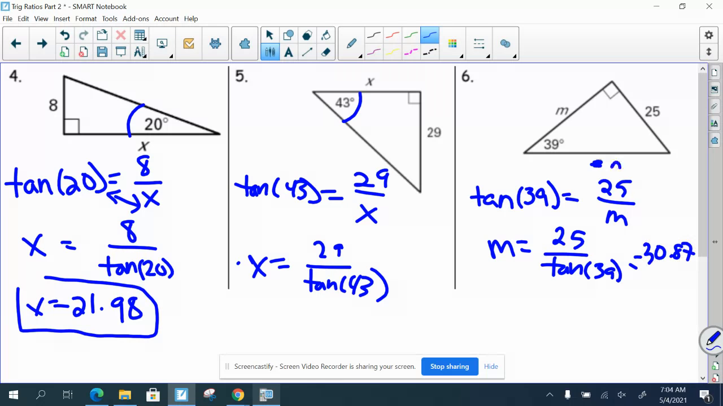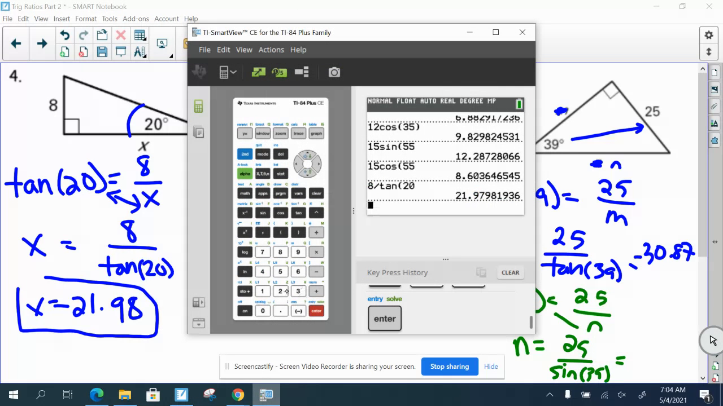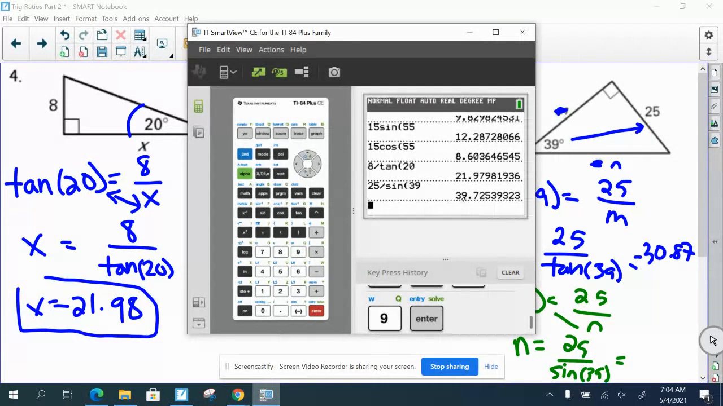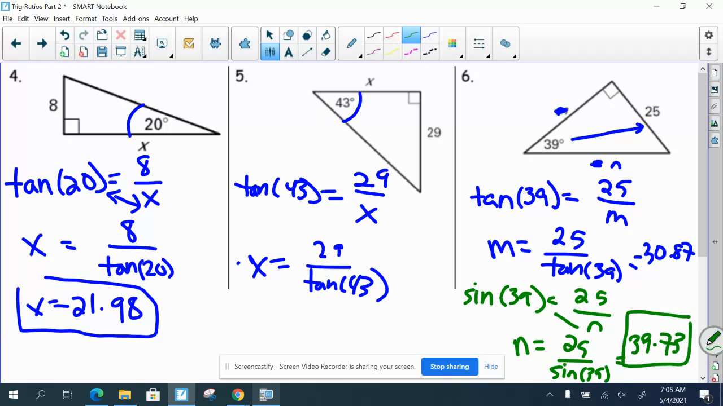Okay, now if we just scribble out m and consider n, we're doing opposite side and the hypotenuse. So opposite over hypotenuse is the sine. So the sine of 39 equals 25 over n, opposite over hypotenuse. So now we're going to switch these two. So n equals 25 over sine of 39. And then if you type that into your calculator, you get 39.73 for the hypotenuse, which is the longest side.